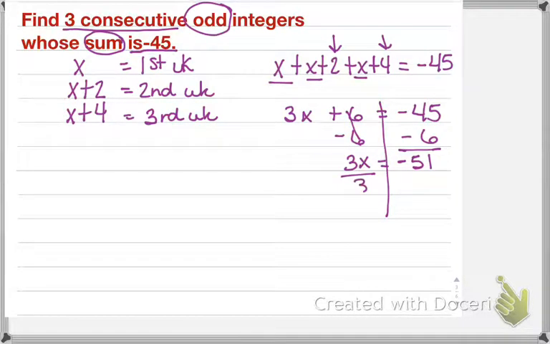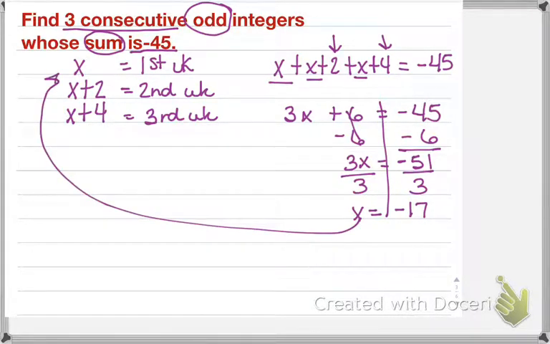And then I divide by my 3. So I'm going to have x equals negative 17. Now, let's plug them back into our original problem, our expressions. So x will be negative 17. Be careful here with negatives.